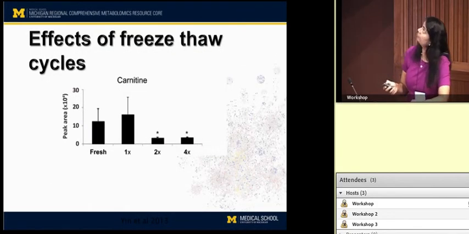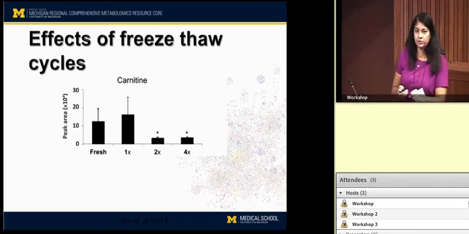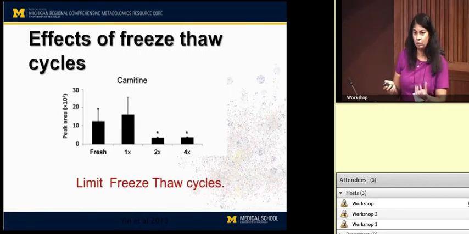This is the effect of freeze-thaw cycles. We all store samples in large aliquots and we freeze-thaw them many times to use for different assays. This is an example of, again, healthy plasma measuring carnitine when it's fresh and freeze-thawed once, twice, and 4 times. As you see, the level of carnitine changes quite a bit with every freeze-thaw. So the effective strategy to prevent this is to make small aliquots for different purposes, or uniformly have the same number of freeze-thaw cycles throughout, and use as much as possible fresh or one-time freeze-thaw samples.